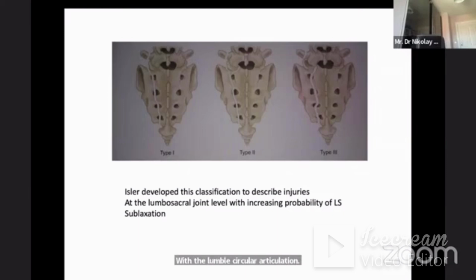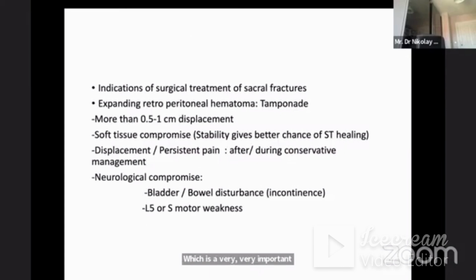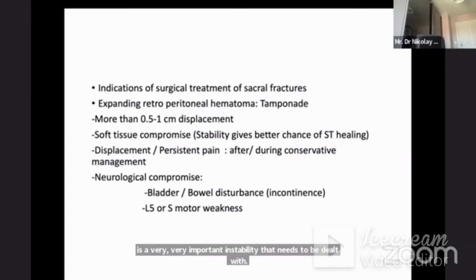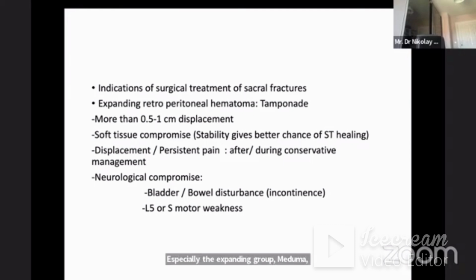If it is completely away from the articulation, or partially related, or totally related to the articulation, it's very important, especially if bilateral, because it tells you if there is a lumbo-pelvic dissociation, which is a very, very important instability that needs to be dealt with. Those are the indications of surgical treatment of sacral fractures, especially the expanding retroperitoneal hematoma, because fixation in this case causes tamponade of this hematoma that's forming and rapidly growing and threatens the patient's life.